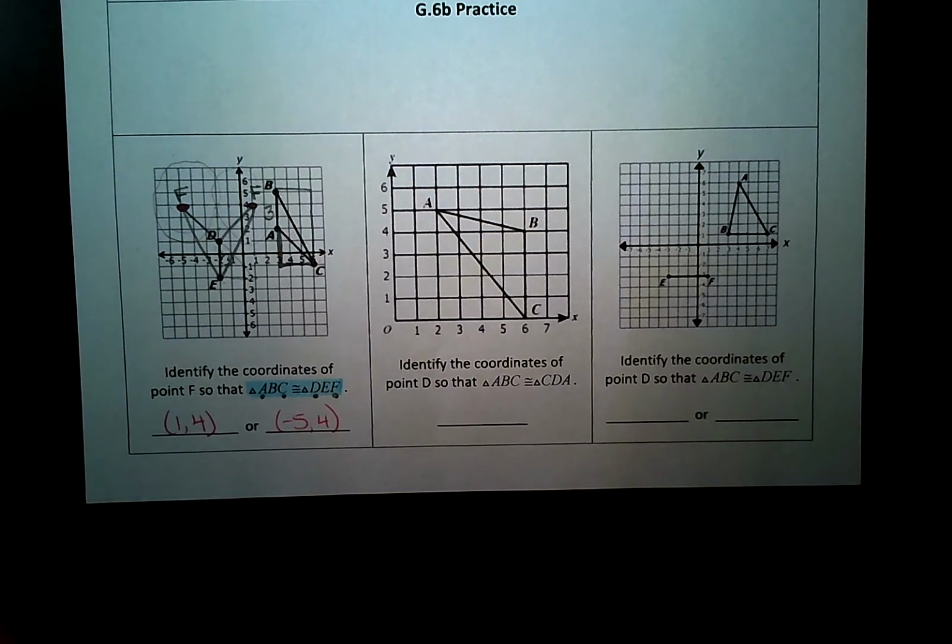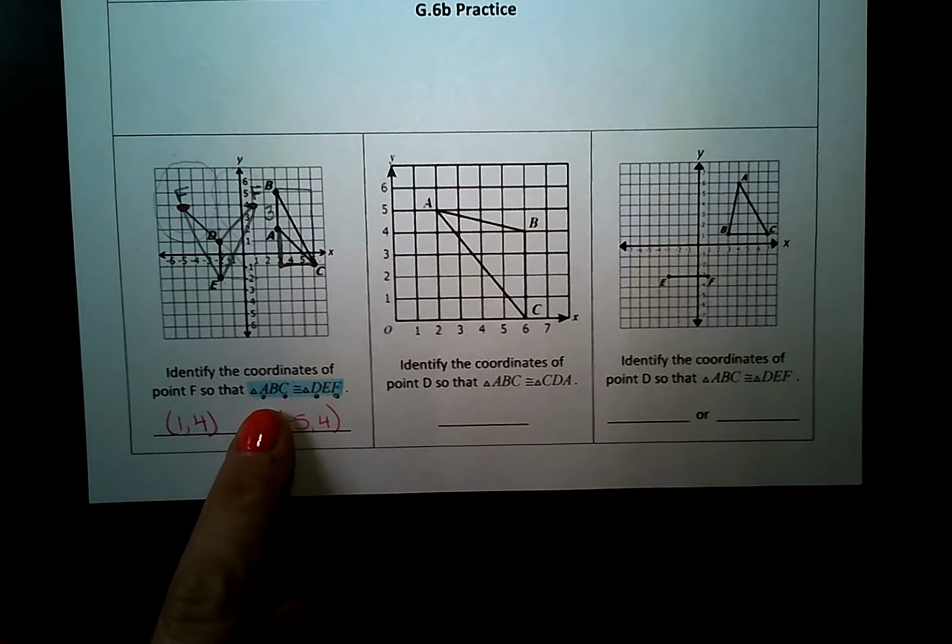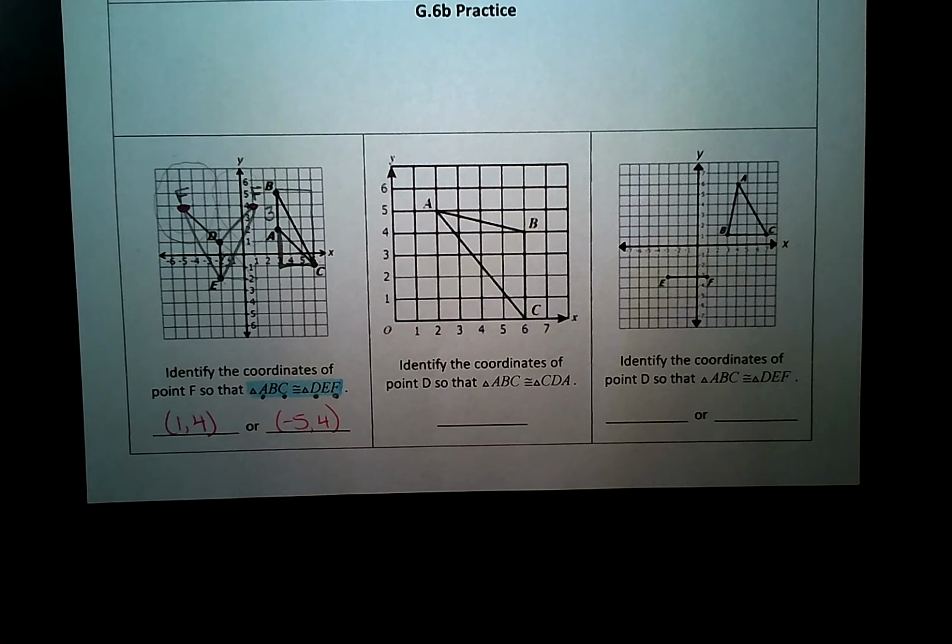Just want to make sure that everything's a match so that the congruence statement works out. It was a pretty tough one. The triangle has been rotated or flipped or something, but we found its possible location of F. All right, let's move on to the second example.